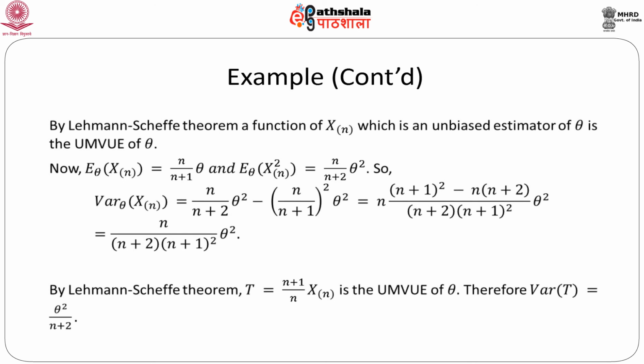By the Lehmann-Scheffé theorem, a function of X(n) which is an unbiased estimator of θ is the UMVUE of θ. Now, the expectation of X(n) is equal to nθ/(n + 1), and the expectation of X(n)² is equal to nθ²/(n + 2). Therefore, the variance of X(n) is equal to nθ² divided by (n + 1)²(n + 2). Now, by the Lehmann-Scheffé theorem, T equals (n + 1)/n times X(n) is the UMVUE of θ. Therefore, the variance of T is equal to θ² divided by n(n + 2).